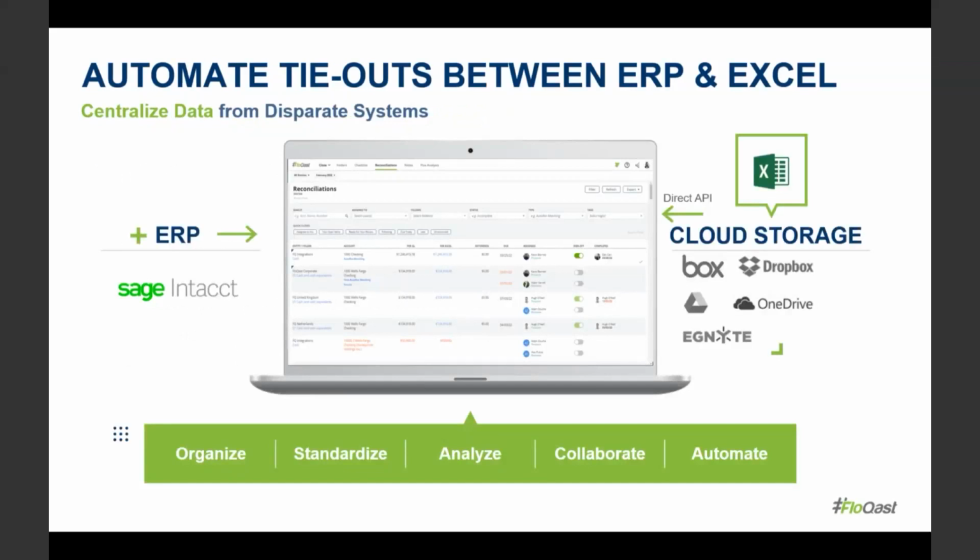And on this slide, we have a diagram that really outlines the integration points with FloQast. So in terms of reconciliations, this is where we connect all the systems to automate the process. You can think of FloQast as a bridge, so between the ERP with Sage Intacct and with your cloud storage provider.